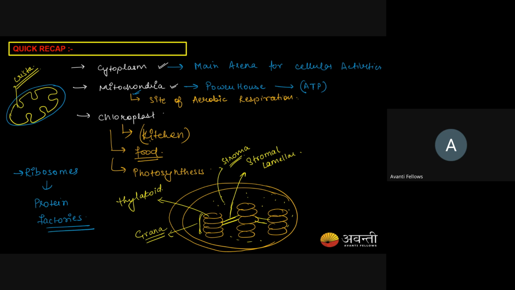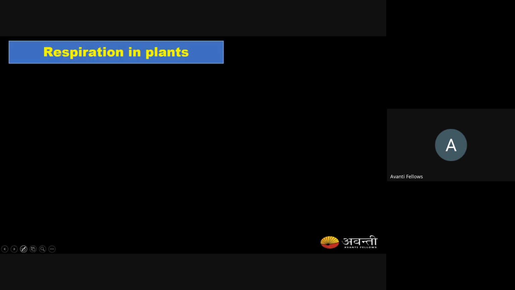So this is the basic data that you should know before starting plant physiology. Okay? So let's start with respiration in plants. Can you tell me the basic definition of respiration? What does the term respiration basically signify?